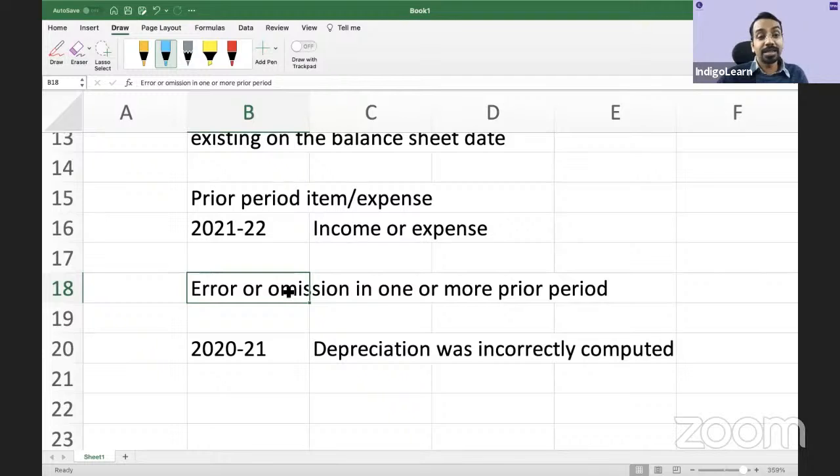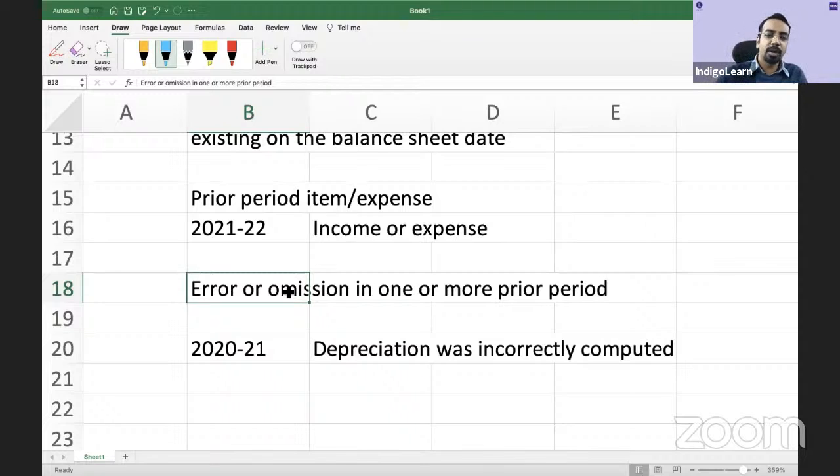Now, say for example, for the same asset, the estimated useful life was considered to be 5 years, and now in this period we have reassessed it as 6 years. Is it an error? No, it is not an error. Is it an omission? No, it is not an omission. It is a change in accounting estimate. So you have to distinguish between errors, omissions, and changes in accounting estimates. If it is a change in accounting estimate, it is not considered to be a prior period item. Or if it is a change in accounting policy, even then that is not considered as a prior period item.